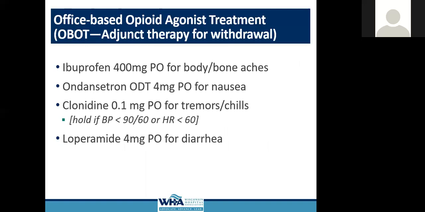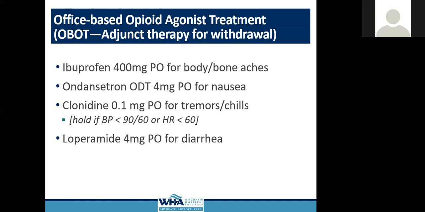Now, depending on your patient's level of dependence, they may still experience mild to moderate withdrawal symptoms on buprenorphine. And I'm not talking about precipitating withdrawal. I'm just talking about on optimal therapy, they may still have some of these symptoms. So as we discussed earlier, if the patient is not fully in withdrawal, but just having some of the mild symptoms, you can give them some adjunct therapies to help with those symptoms.